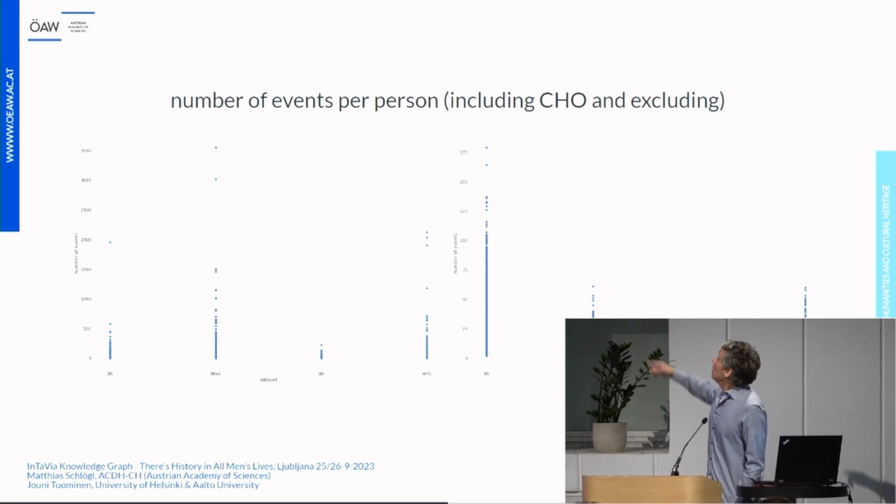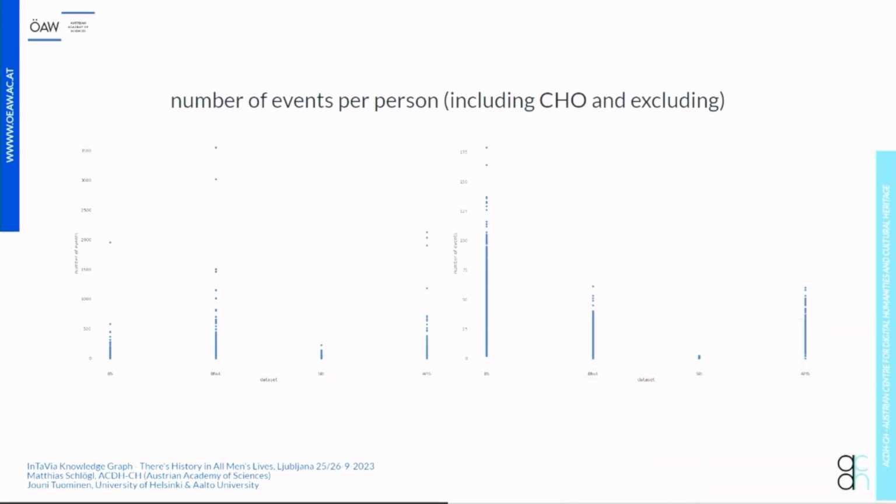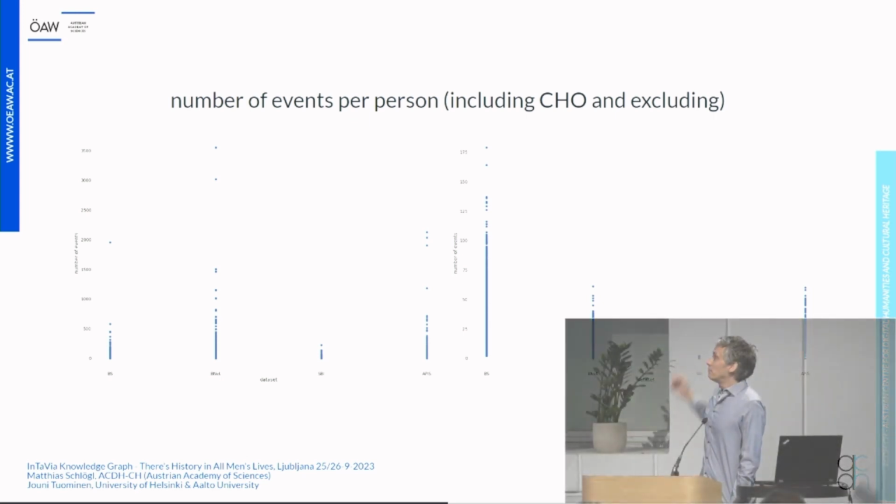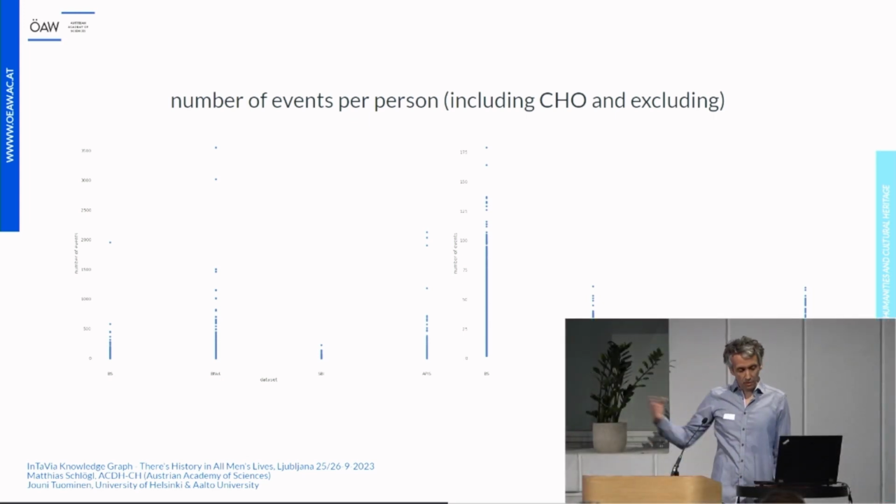in Wikidata. And on the right, you have the events per person without the CHO objects, and what you see there is that Biography Sample is the richest regarding the events, then it's the Austrian data and BiographyNet. For Slovenian data, we currently have only birth and death events, basically, plus the CHO events that we found in Wikidata.